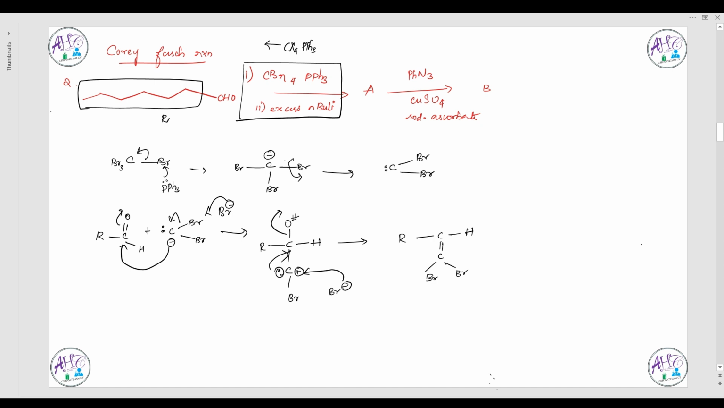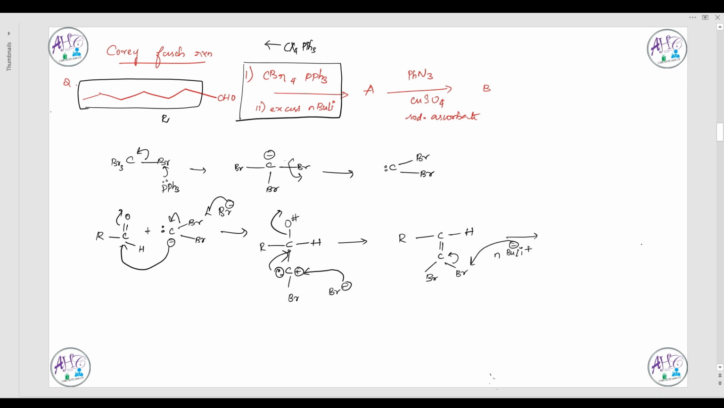So now what else is there? They have given excess n-butyl lithium. So what happens when it reacts with excess n-butyl lithium? Your n-butyl lithium will take your Br group. So here, this will exist as n-butyl lithium. How will it look? Lithium will be positive. Your butyl group will have a negative charge. So this is going to take one bromine. Okay, this is going to form a carbanion. Again, this is going to form a carbene.